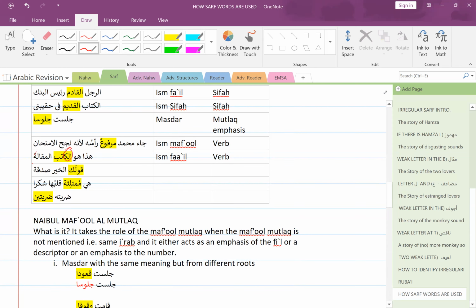If you have an al, then whatever comes after it is going to be maf'ul bihi. If you don't have an al, that's where it can be either or. That's where you have to decide which one. And most of the time, just go with mudaf ilayh. It's easier.